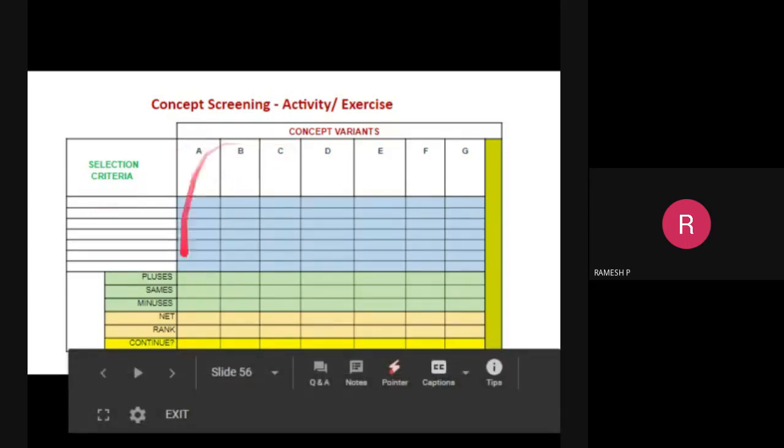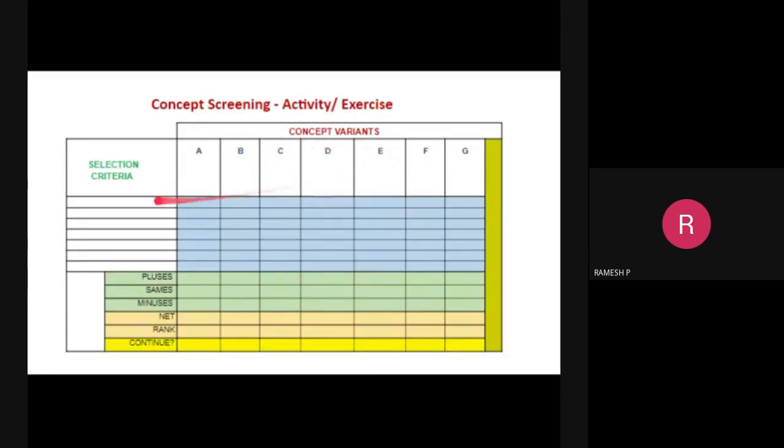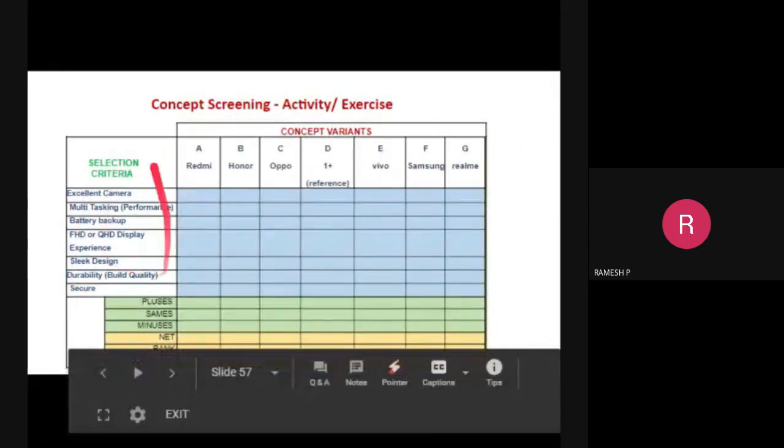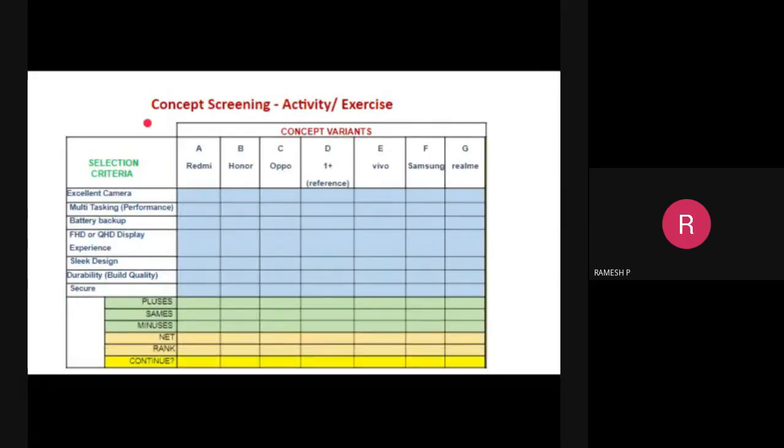I hope you have drawn this table, which exhibits concept variants and the selection criteria. Here I have taken Redmi, Honor, Oppo, OnePlus, Vivo, Samsung, and Realme as 6 different concept variants with respect to a few selection criteria. This is just my own experience. You can have your own selection criteria. It doesn't matter, it's just practice.